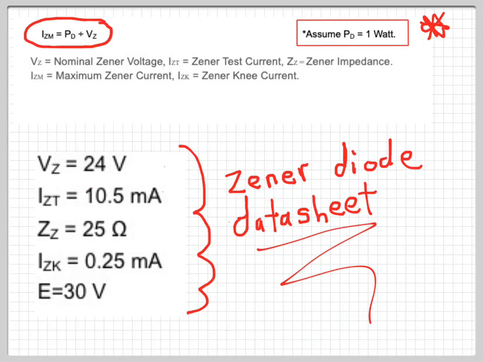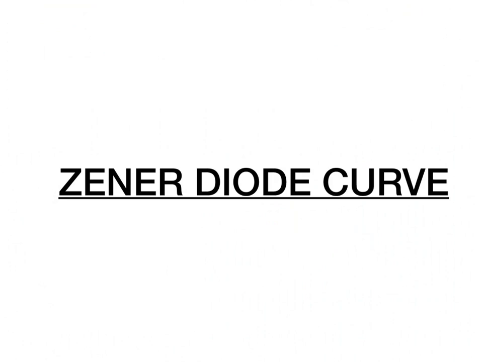Okay, from a Zener diode data sheet, which I have provided for you elsewhere, we pick the Zener diode. Vz, the nominal Zener voltage, is 24 volts at a Zener test current of 10.5 milliamps. That's how it's understood. If you change the Zener current up or down, you're going to slightly change the Zener voltage. So we're going to go with a 30 volt battery and a 24 volt Zener diode with those parameters.